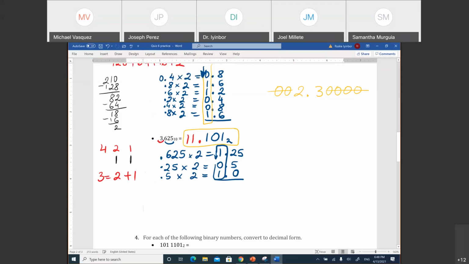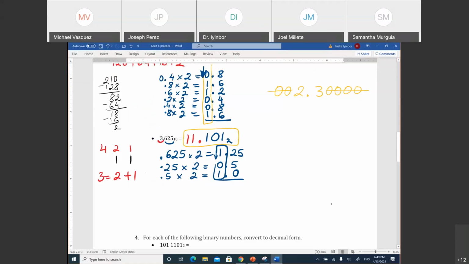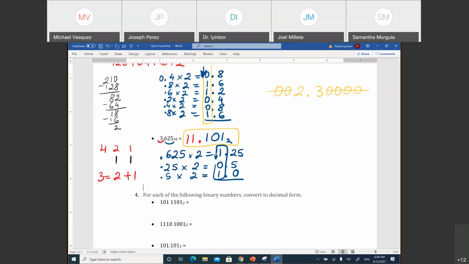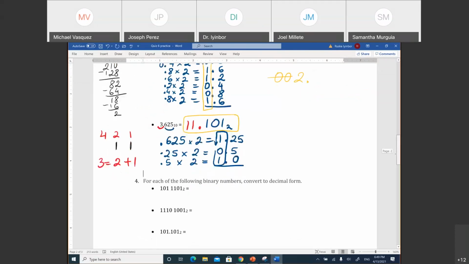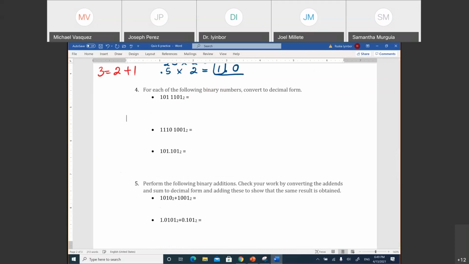Okay, now let's go ahead and do the next question, where we have to convert binary to decimal. So this is backwards. We have a binary number, and we're going to convert it to decimal. Here you can expand it. I'm going to show both ways. You can expand it, or you can just use that little table you memorized. Okay? So let's do it two ways.